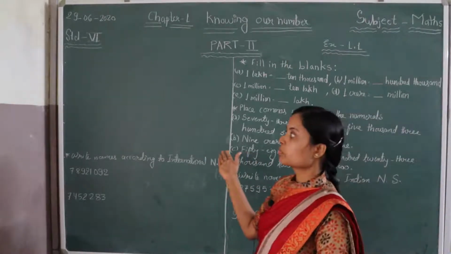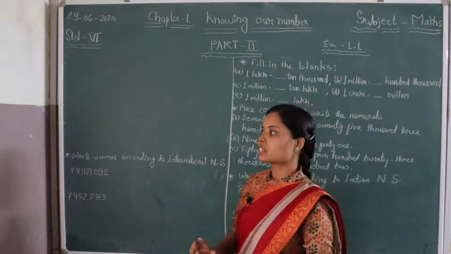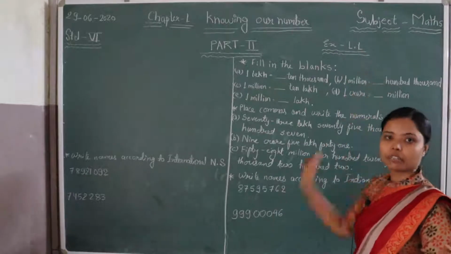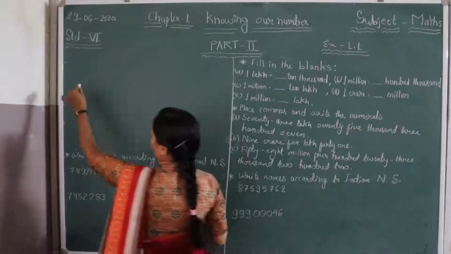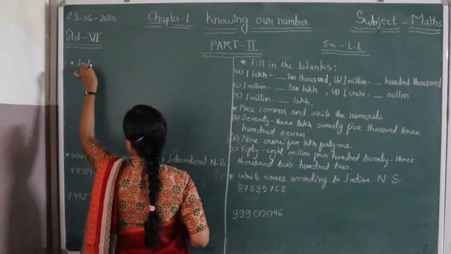In this chapter we will learn the Indian number system and the international number system. Then we move to exercise 1.1. Okay, so let's start. First one is the Indian number system.